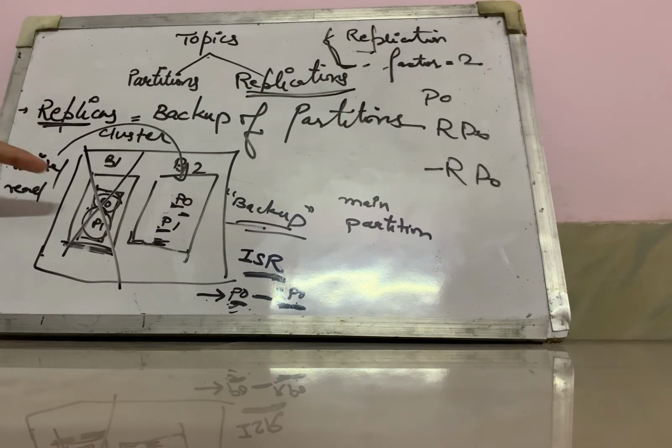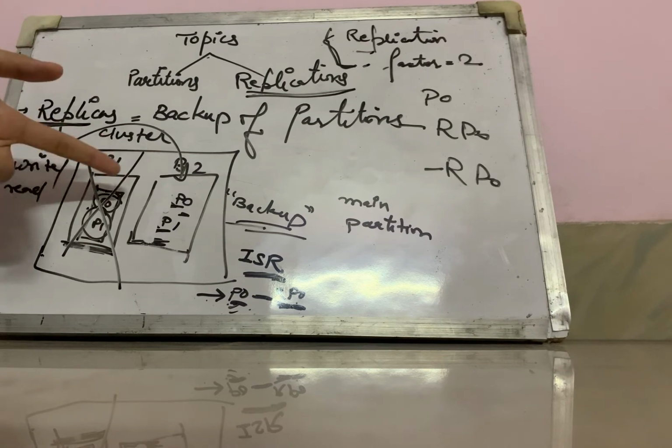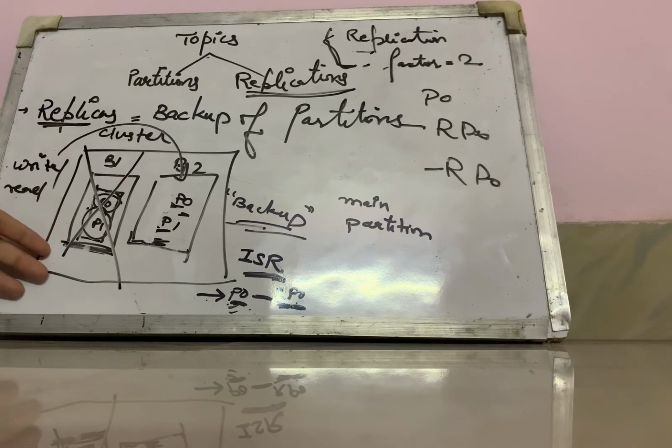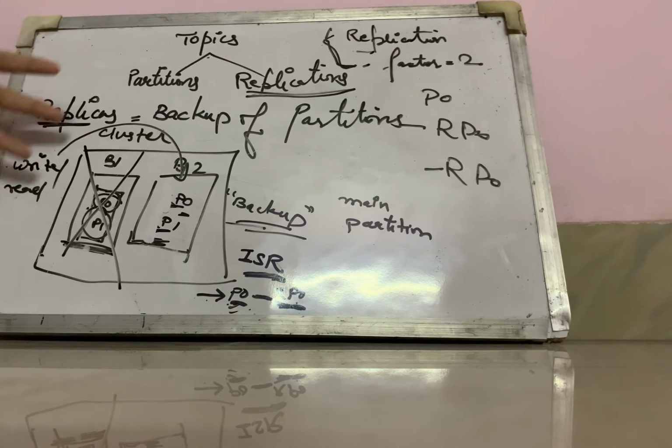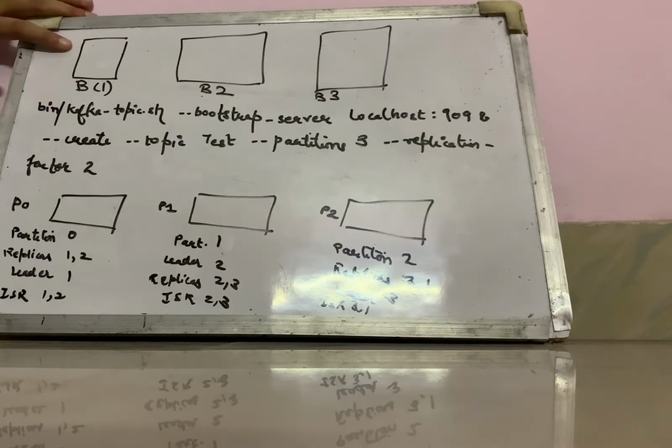Now I will write one command of how we can create the topic with partitions and replication factor, and we'll understand, in a Kafka server of 3 brokers, how these partitions and replication factors are going to play. Okay, so we have this command with us for creating the Kafka topic with partitions and replications.